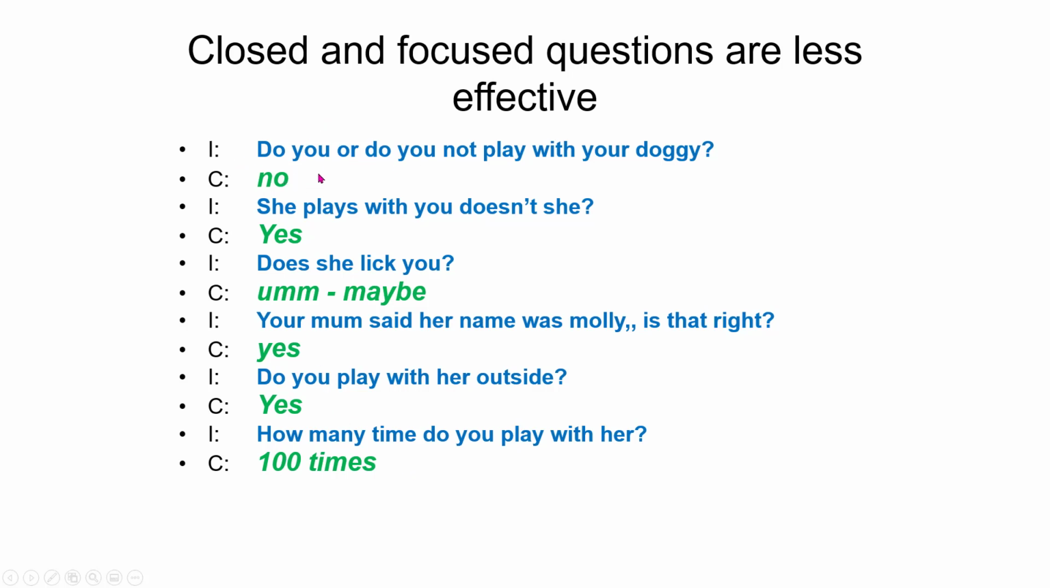"Do you or do you not play with your doggy?" No. "She plays with you, doesn't she?" Yeah. "Does she lick you?" Maybe. "Your mum said her name was Molly, is that right?" Yes. "Do you play with her outside?" Yes. "How many times do you play with her?" 100 times. So what we've got here is closed and focused questions with the child providing answers to those questions.